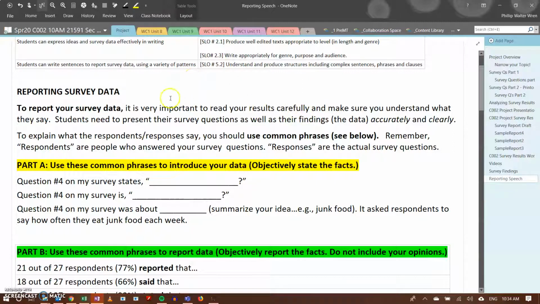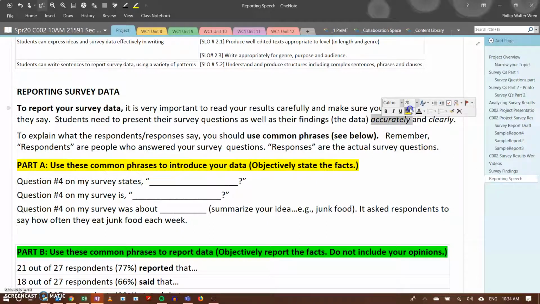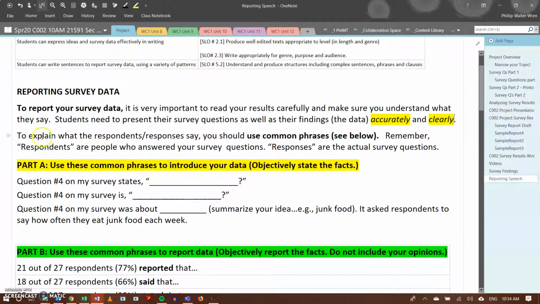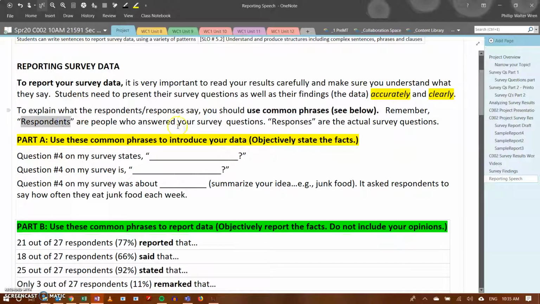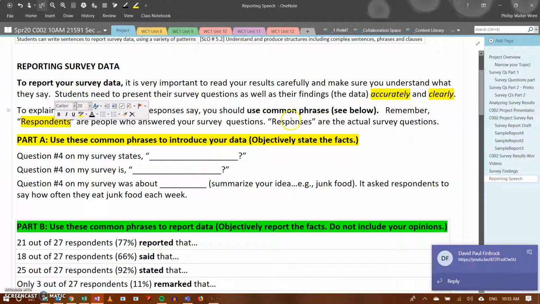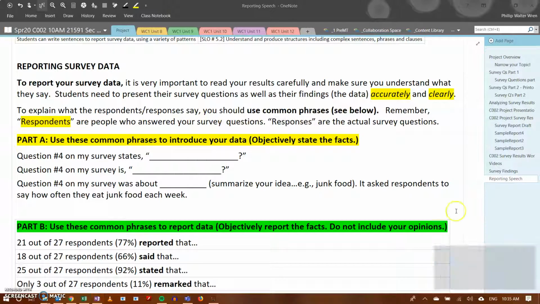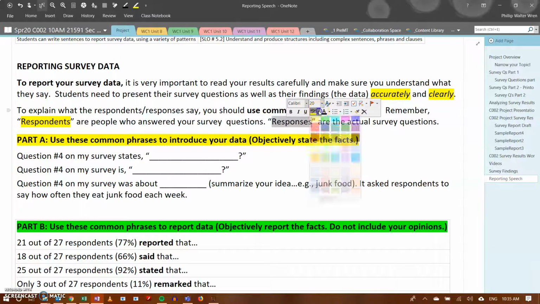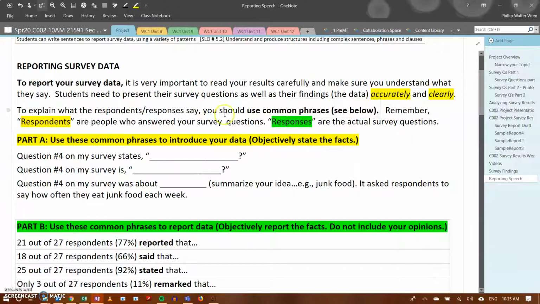Make sure you understand what they say. You have to present your survey questions as well as the findings, the data, accurately and clearly. To explain what the respondents or responses say, these are some common phrases you should be using. Remember, respondents are the people who answered your survey. That's the word respondents. Responses are the actual answers to the survey questions.